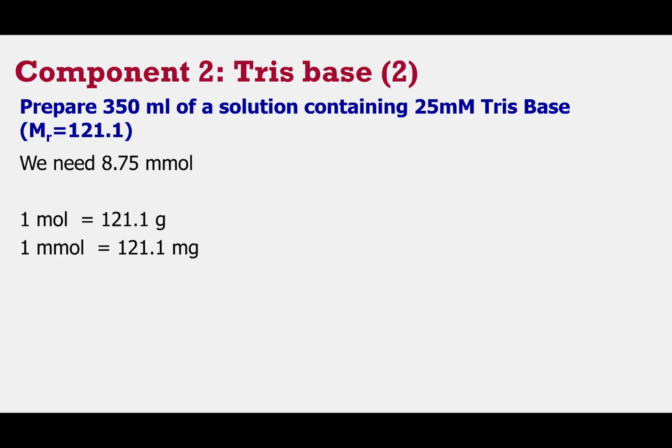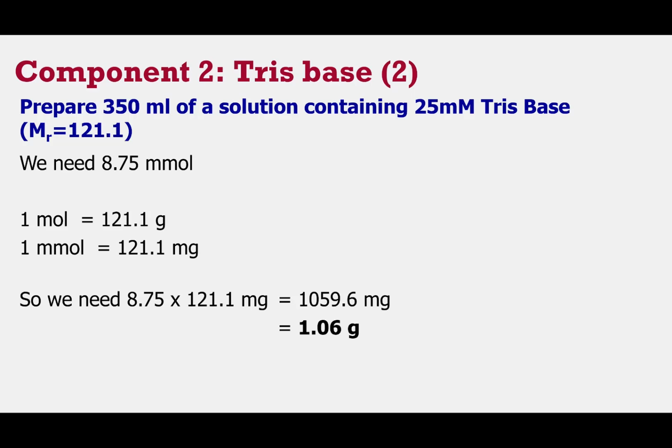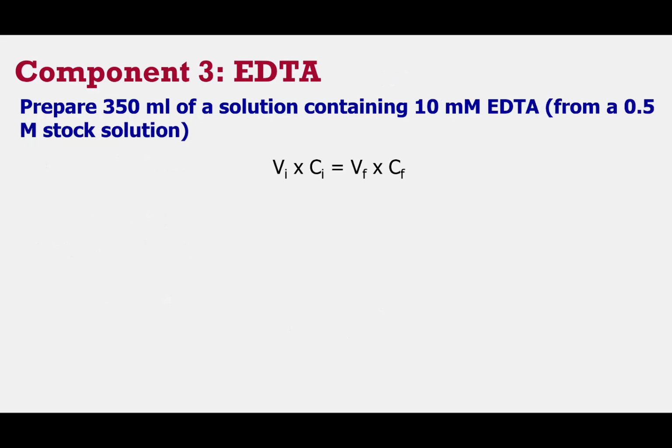Now we actually want 8.75 millimoles, so we're going to need 8.75 times 121.1, which is 1059.6 milligrams, or 1.06 grams would be sufficient accuracy for that calculation. Okay, so we know our first component, the glucose. We know how much we need for the second component, tris base. We can then move on independently to think about our third component, which is the EDTA.